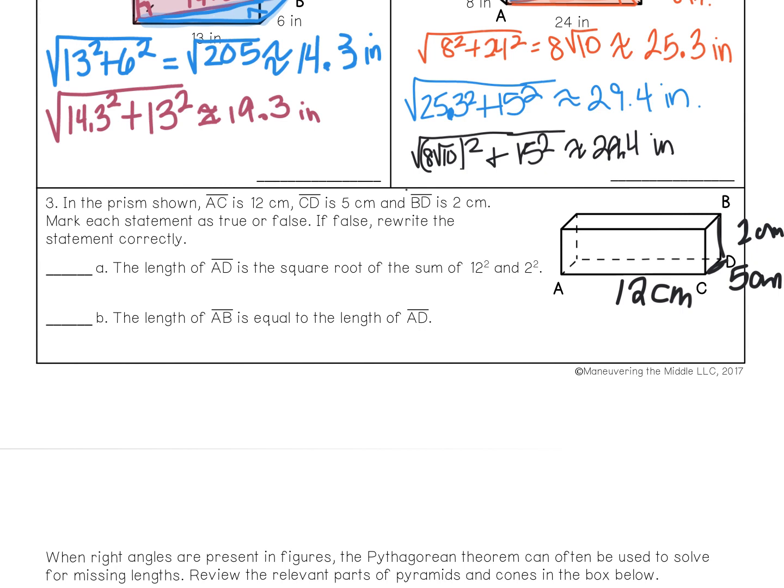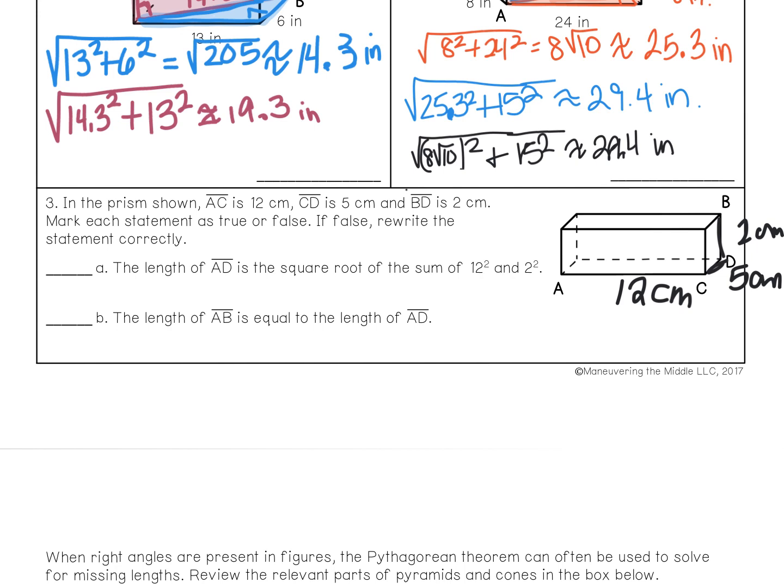We're going to decide what's true and what's false here. And we're going to rewrite any false statements correct. So A, the length of AD is the square root of the sum of 12 squared and 2 squared. So decide if that's true or false. If it's false, rewrite a true statement. And then B, the length of AB is equal to the length of AD. True or false? If it's false, write a true statement.